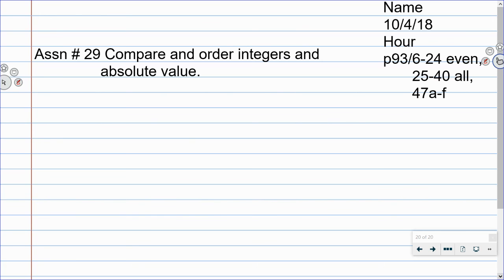Assignment number 29 is due, well, guess what? I know I should be checking this tomorrow, but tomorrow you will have a test. So maybe briefly I'll just do a quick homework review. We'll start the first page of the test. Page 93, number 6 through 24 are evens only. 25 through 40 is all. And then number 47 will help you with reviewing your algebra 2-step equations.